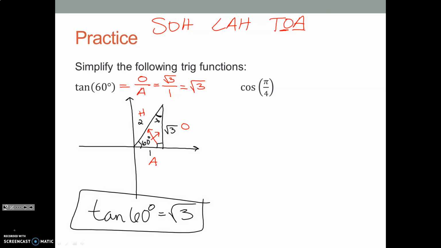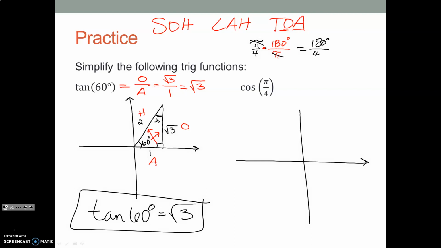Okay? Cosine of pi over 4. Again, if you haven't paused the video, pause it and try to do this one on your own. Draw my coordinate plane. I need to convert pi over 4 times 180 degrees over pi. Your pi's would cancel. You're left with 180 divided by 4, which gives me 45 degrees. So we've got 45 degrees here.